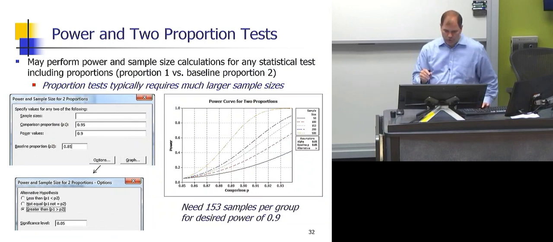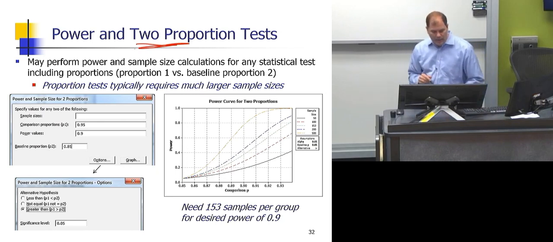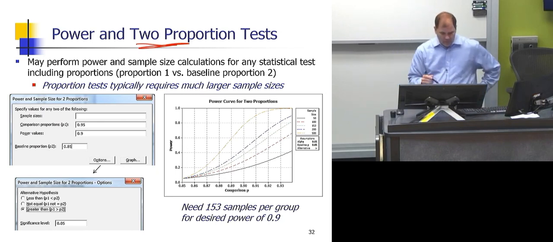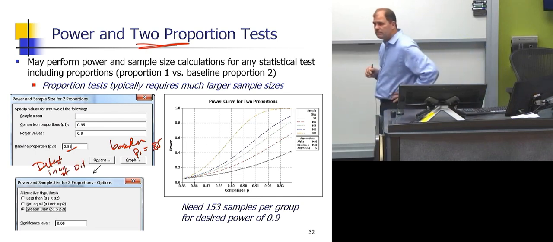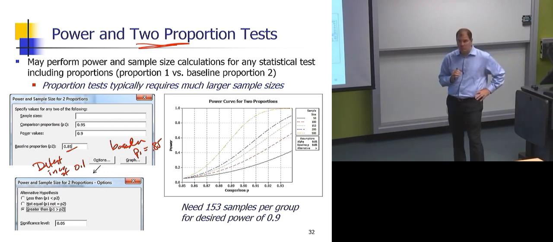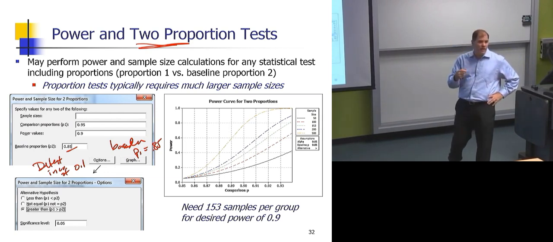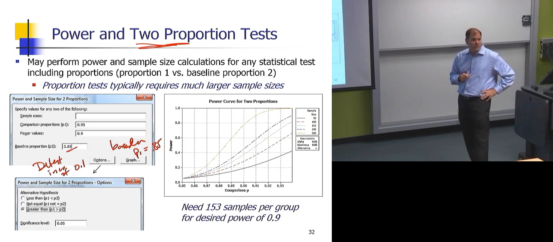When you deal with proportions, we can still do power and sample size planning. When we do proportions, we set it up as follows. You would start with a baseline proportion. I would give you a problem, and I would say the baseline P sub 1 is 0.85. And I might say, I want you to detect an increase of 0.1. So a 10% increase. Maybe you're doing yields, and you want to know if I can detect a 10% increase in a yield.